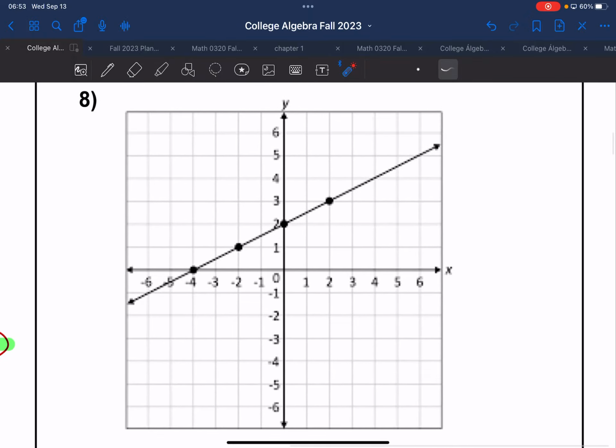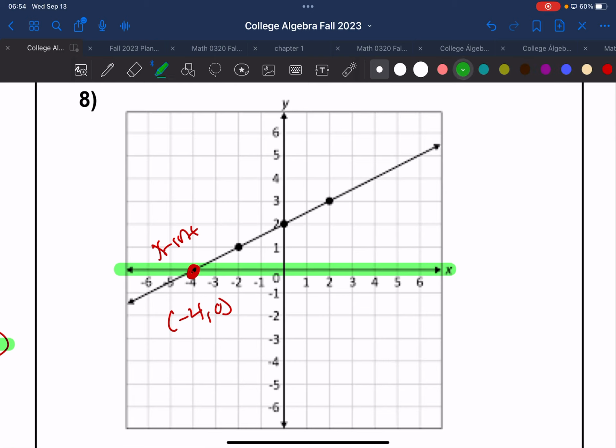So on number 8, what would be our x-intercept? Good, -4, because that's where it crosses that x-axis. And how would we write that as a point? Good, -4, 0, because this is the x-intercept. Okay, what about the y-intercept? Good, 0, 2, because it crosses right there at 2. So this is the y-intercept at 0, 2.